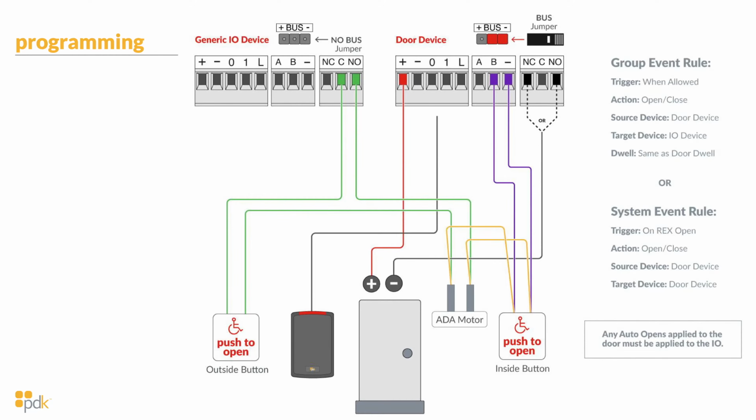So in that case, the generic I/O device, which we're using for the outside button, is not applicable in this instance. Now you see a little box in the bottom right which indicates that any auto opens applied to the door must also be applied to the I/O. And the reason for that is because if you do not apply an auto open to both the inside and the outside button, then the inside button will work, but the outside button will not.